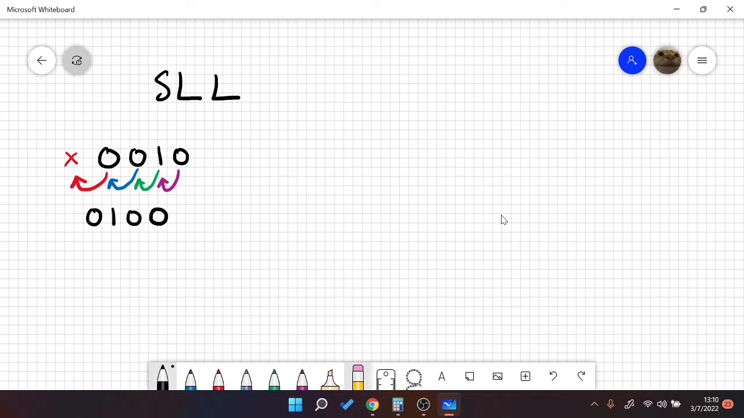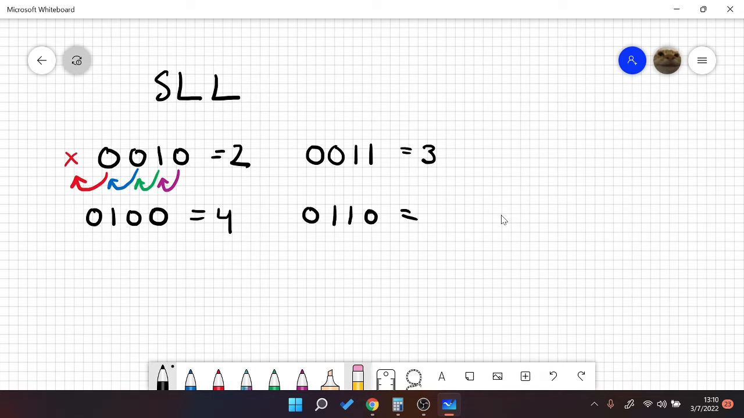So let's observe what's going on here. This number in binary is 2, and this number in binary is 4. The relationship between these is 2 times 2 is 4. But just so you can see that this is not just a coincidence because it's an even number or whatever, let's do the number 3. So this is 3, and when we shift over, we get 0, 1, 1, 0, which is equal to 6.